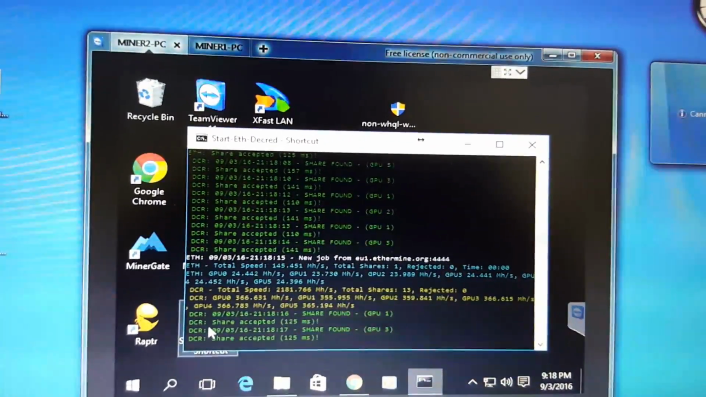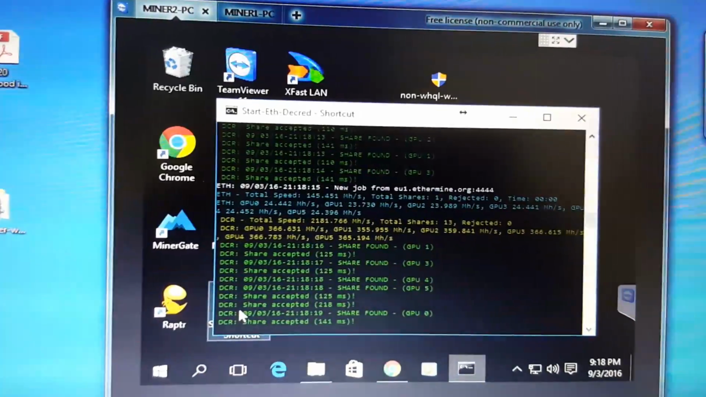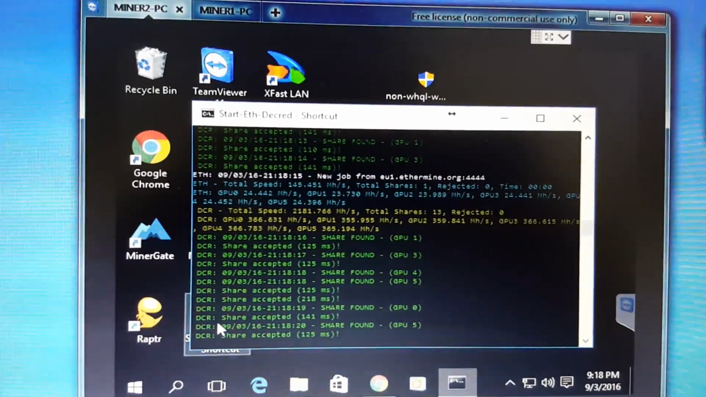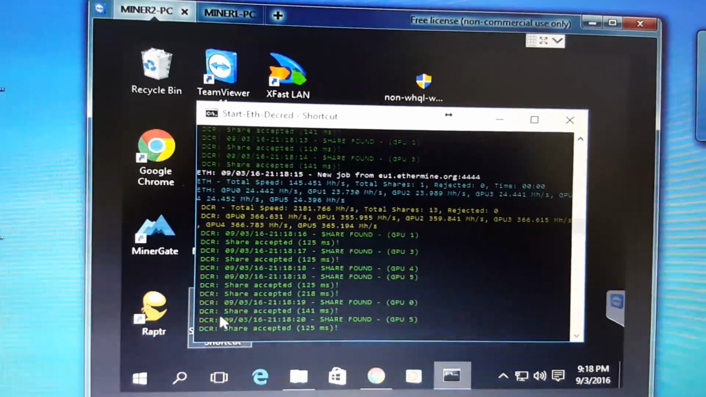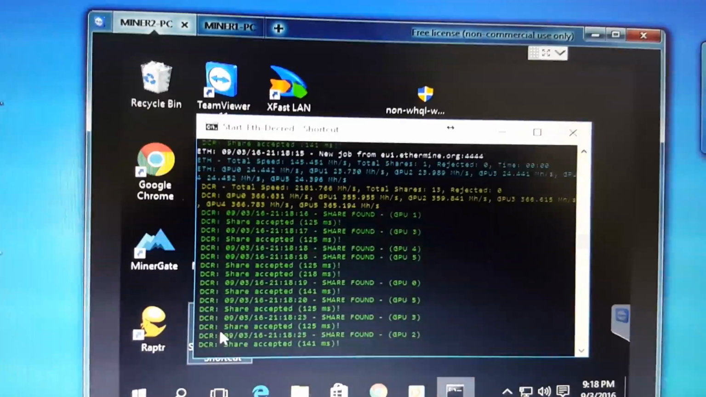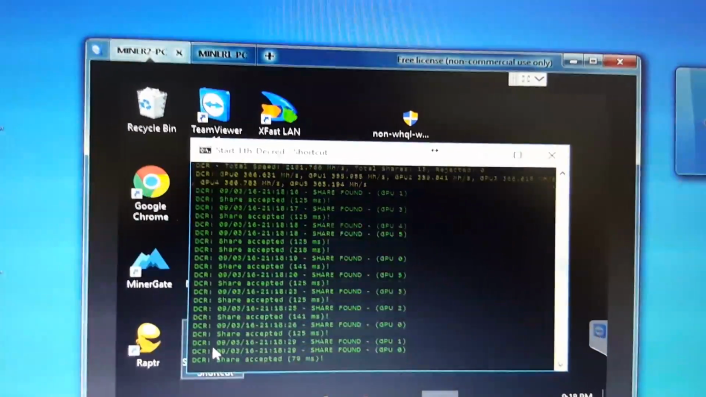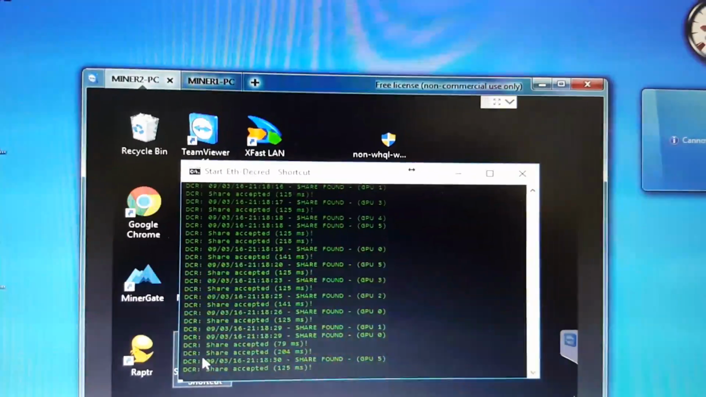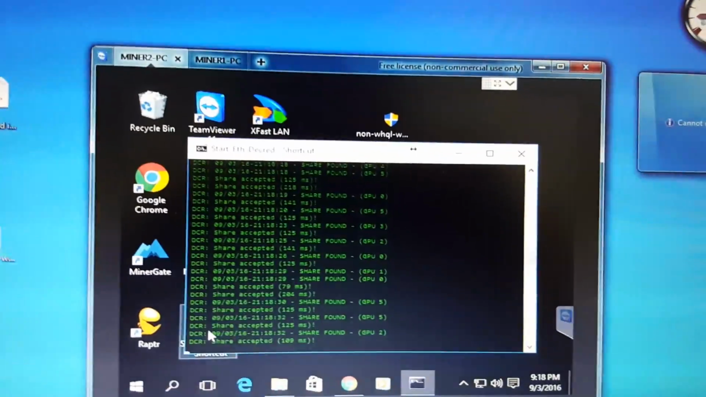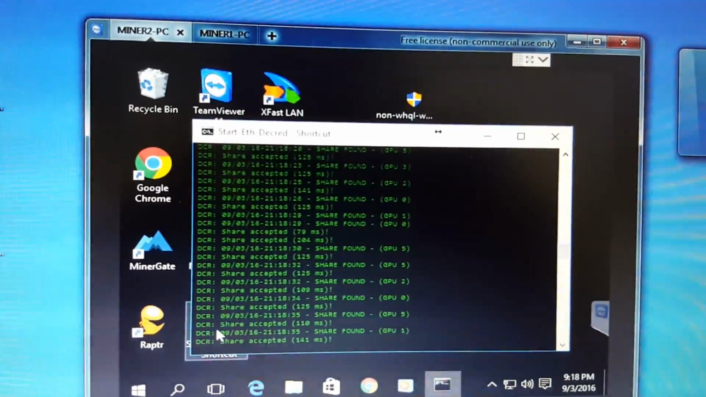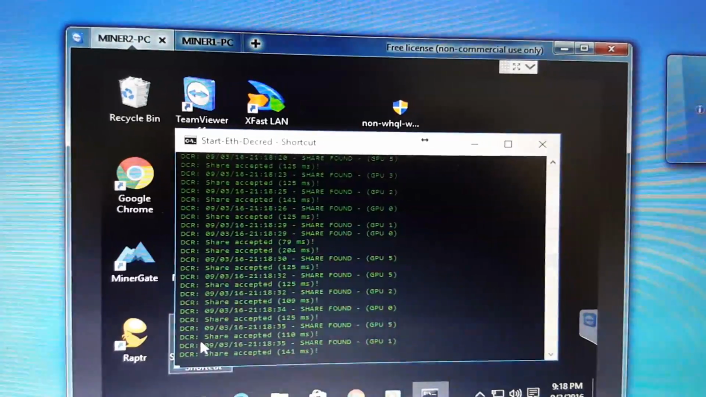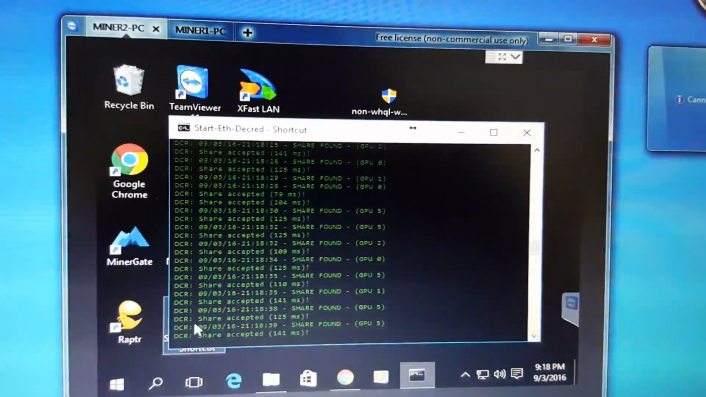Okay, there we go. So 145 megahash on Ether and 2,200 megahash for Decred. And again, that 4,500 megahash will get me about 0.7 Ether per day, and the 2,200 megahash will produce me about 1 Decred per day.